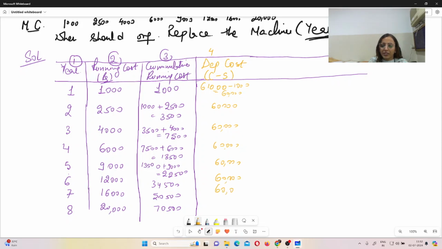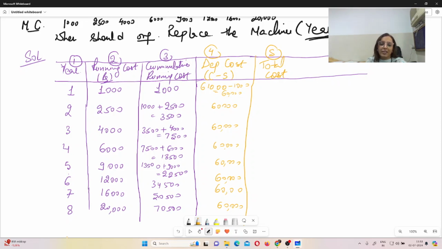The seventh year also remains the same, and in the eighth year it also remains the same. So we have calculated the depreciation cost for all 8 years. After calculating the depreciation cost, step number 4 is done. Now we calculate step number 5: the total cost.